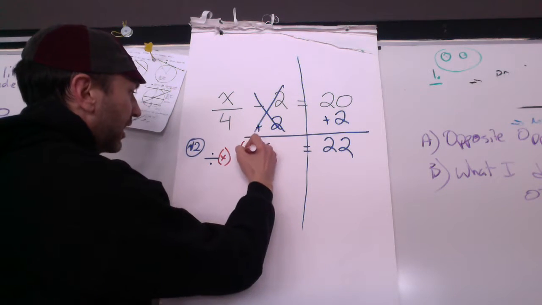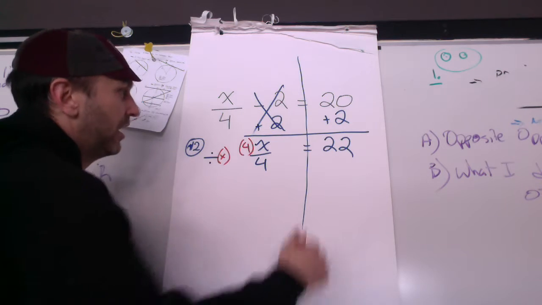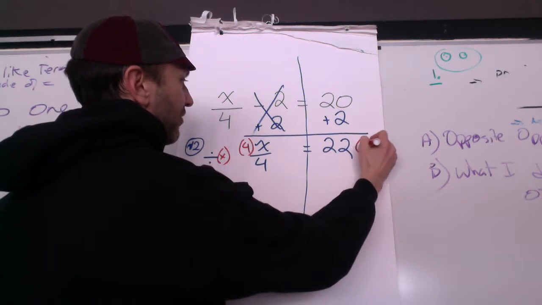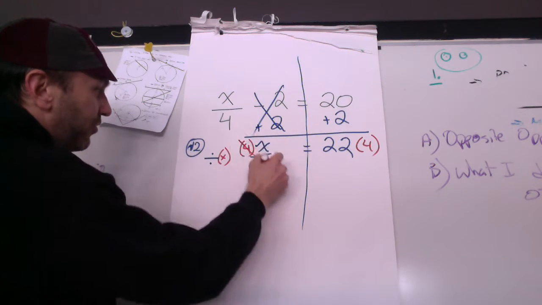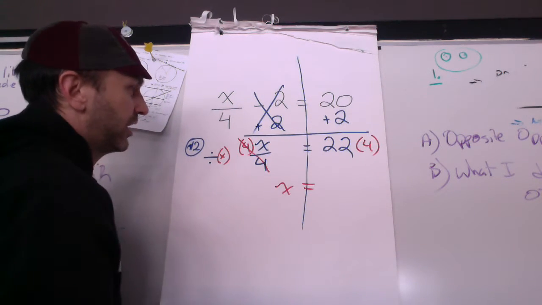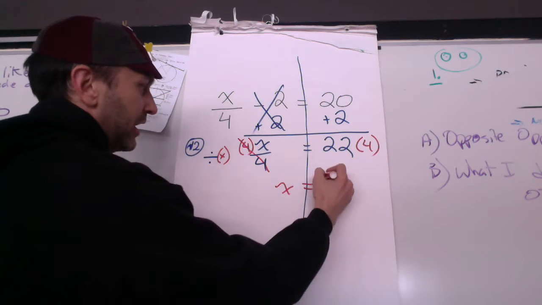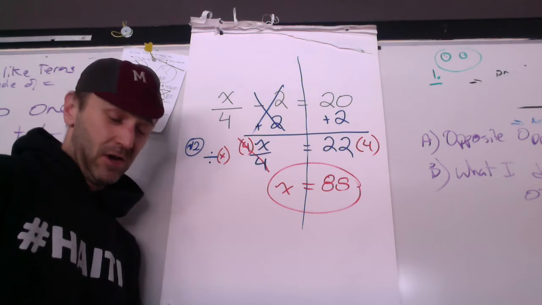So we do it like this. We put it in brackets. 4 at the top. If I'm multiplying that one by 4, I have to multiply this one by 4. 4 divided by 4 is 1. I get x equals 22 times 4. Well, 22 times 4 is going to be 88. Circle the answer. Hope that helps.